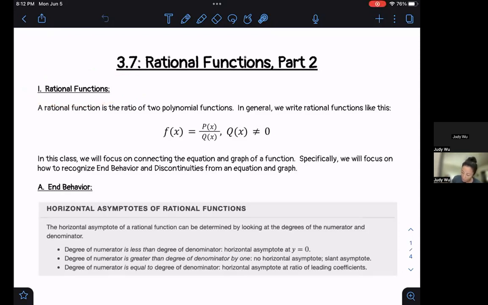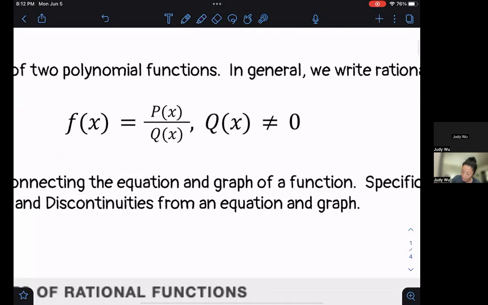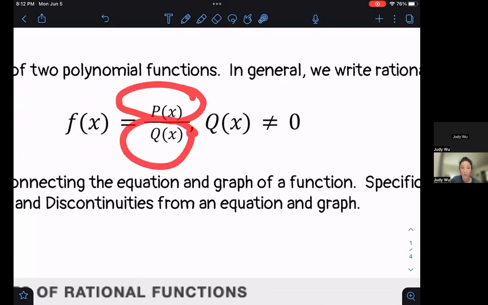So a rational function is a ratio of two polynomial functions. And this word ratio here, you may actually see part of it in rational. So a rational function is the ratio of two polynomial functions. And in general, we write rational functions like this. If f of x is a rational function, then we can say that it is the ratio of p of x to q of x. In other words, we're saying some polynomial p divided by another polynomial q.